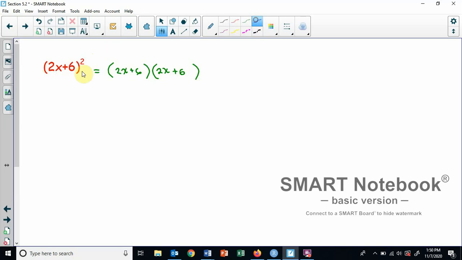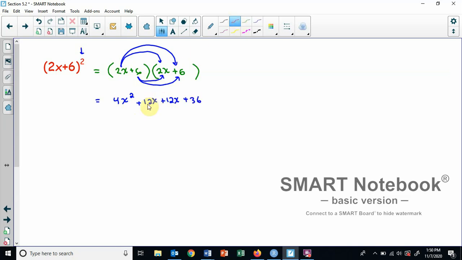And now, even though this looks different because it's squared, this is exactly like all the other problems I'm doing. Now it's just a super distribute. And I can just go 2x times 2x, that is 4x squared. Keep distributing. 2x times a 6 is positive 12x. 6 times a 2x is positive 12x. And 6 times a 6 is positive 36.